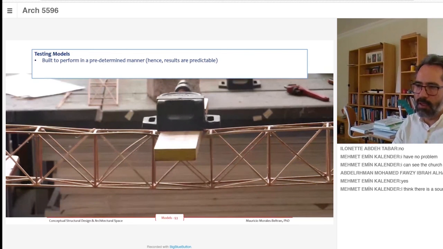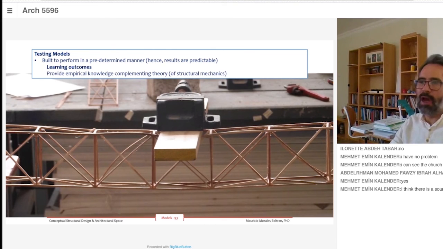So for example, you see this very straight line here, the timber bar, which means it's working in tension, whereas you see the bending of the other brace, which means it's working in compression. So you can see those things and you can experience that. Again, it's knowledge that I have as an instructor, but I need to transfer to you. So this testing model helps in that regard. These testing models provide empirical knowledge to complement a theory of any kind, usually related to structural mechanics.